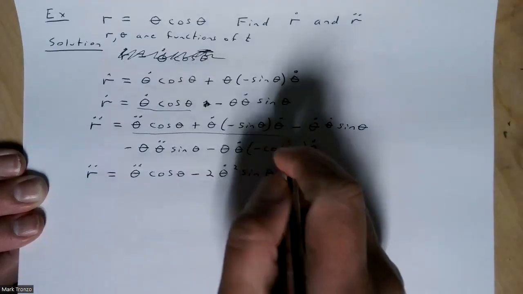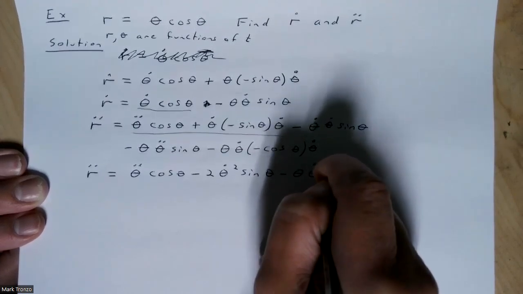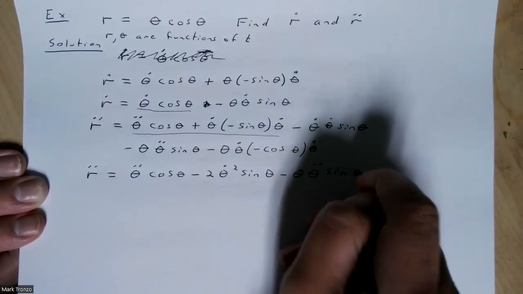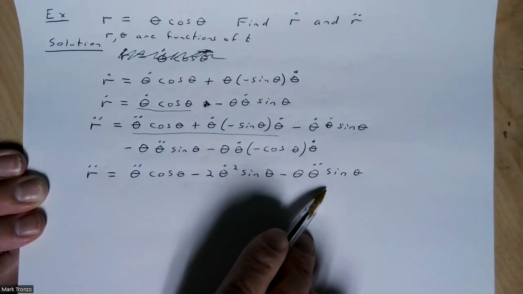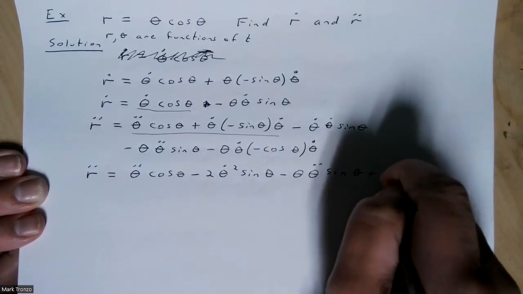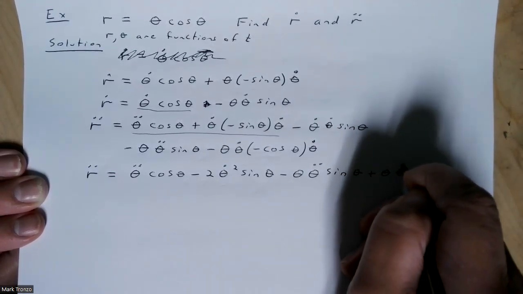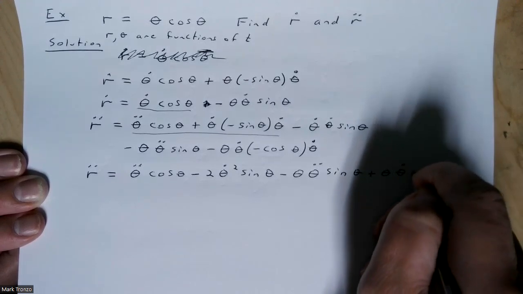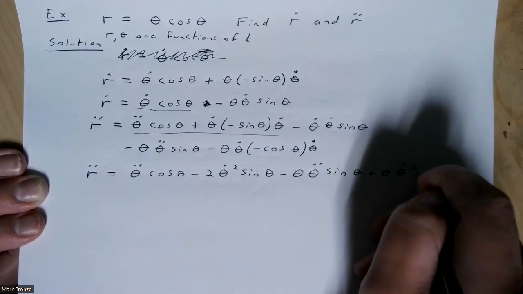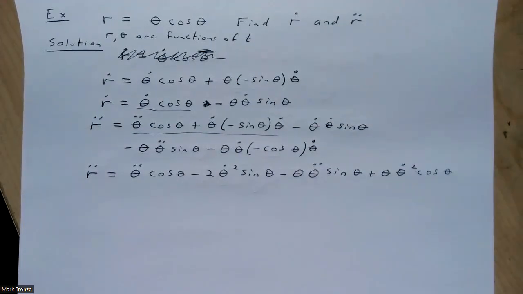Then over here, we have minus theta double dot sine theta. I'm just copying this down basically. Then over here, this will be negative. That's going to end up being plus theta. We can multiply these two together. Theta dot squared cos theta. So there you have it.